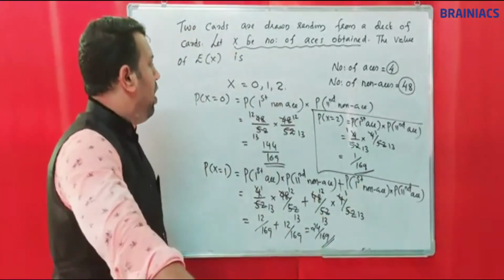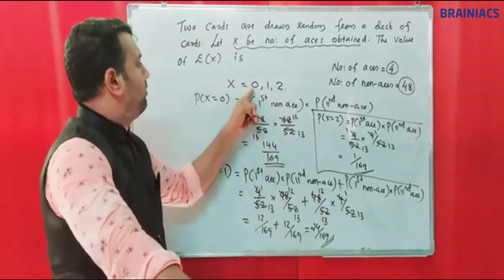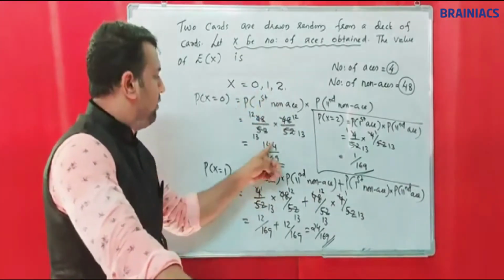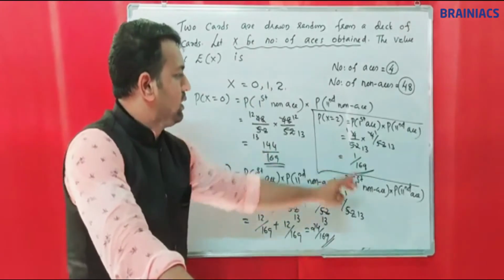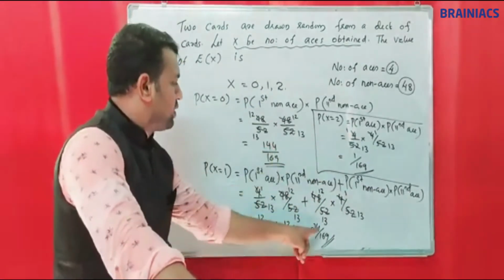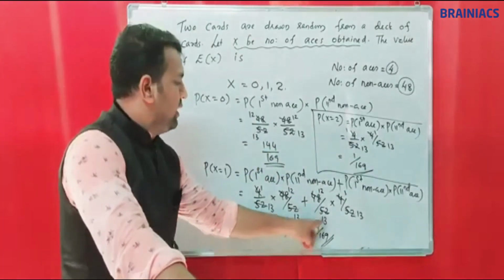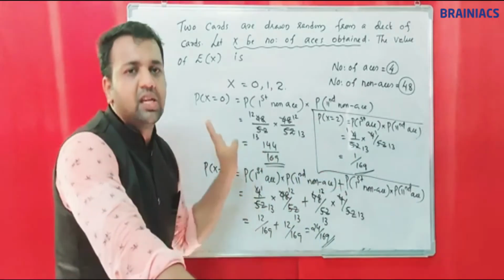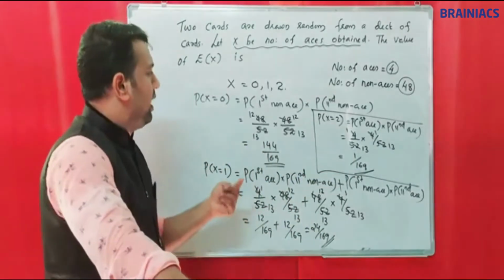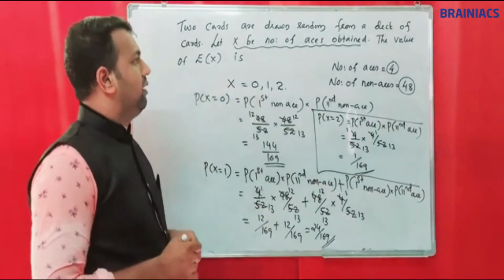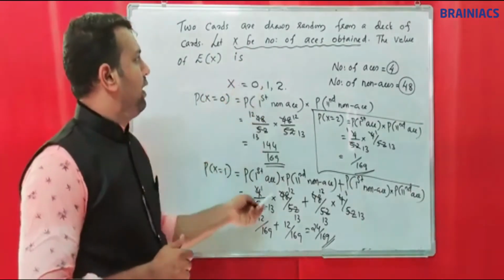So we got the probability values for x equal to 0, 1 and 2. The sum of these probabilities is always 1. 144 plus 24 is 168, 168 plus 1 is 169, and 169 by 169 is 1. Okay, so now we have to find out the mean of these values.